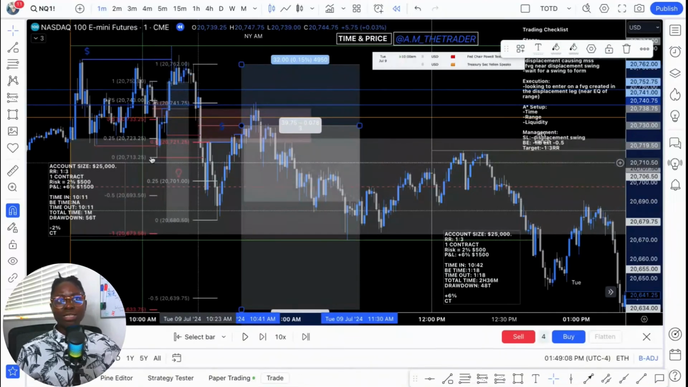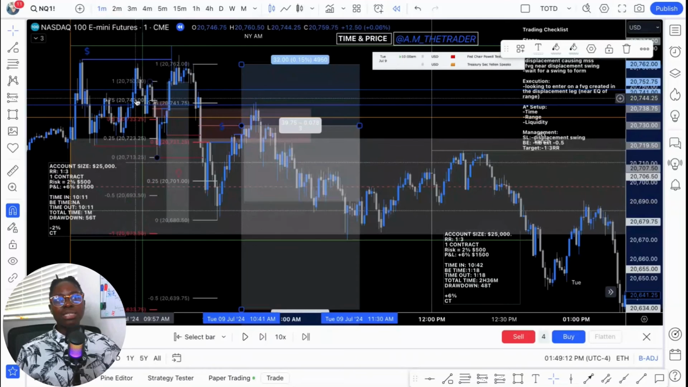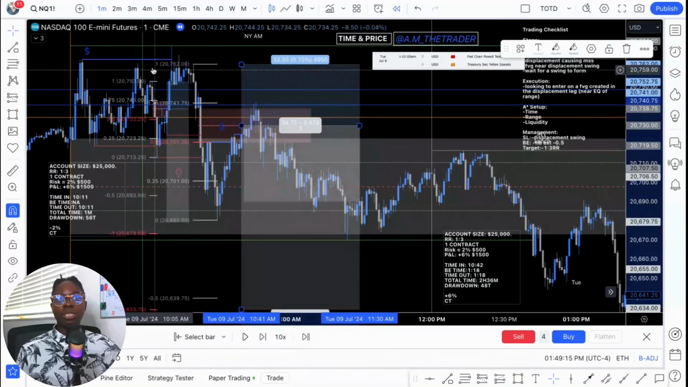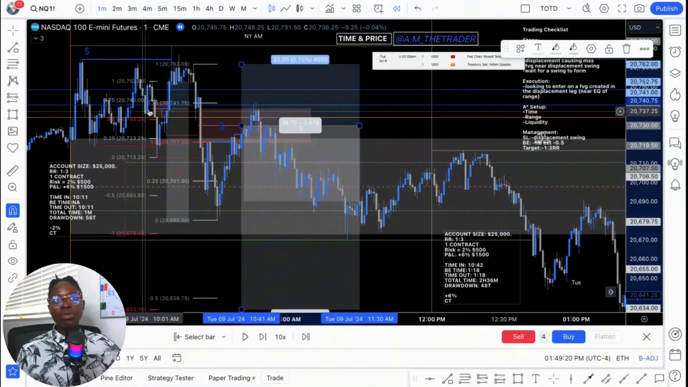Even though we took a loss in this trade, let's consider factors that made this trade a high probability setup. First, we had the time aspect: it's the AM session, and we entered post 1010. Check. The range: we're in the middle to upper quadrant.